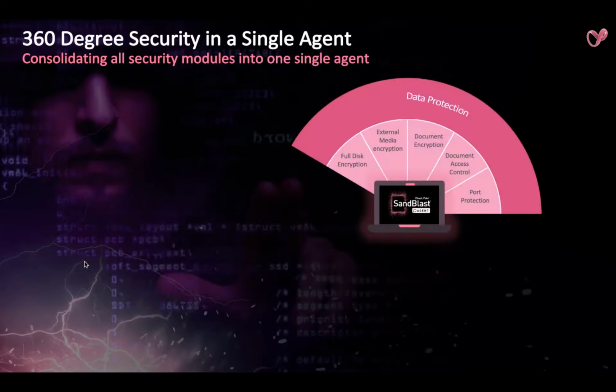So, in the case of your data protection, as in to protect the data which is residing on a particular endpoint, you can turn on full disk encryption, media encryption, document encryption, and you can define access control rules for a particular document. Additionally, you can also define port protection rules, right? We'll be talking about each and every one of them in a short while.